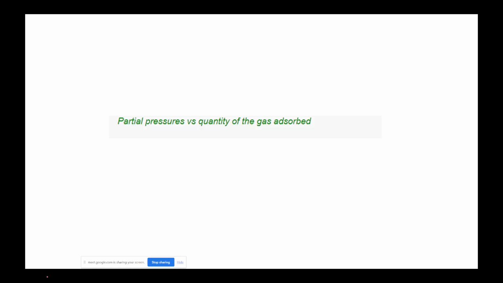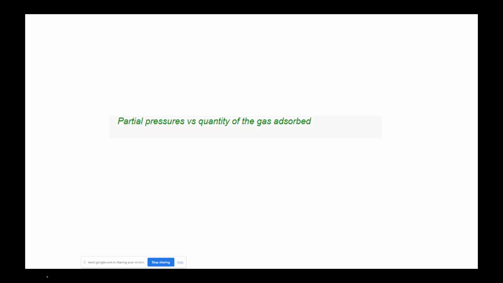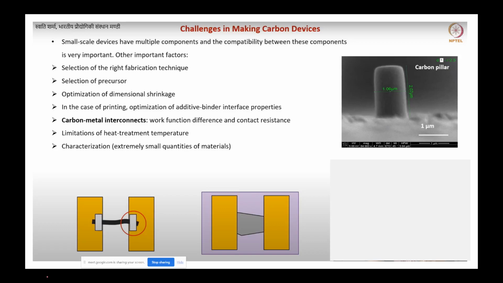So its answer is partial pressure. Whenever we do gas absorption isotherms, the value we plot is the partial pressure versus the quantity of the gas absorbed. So what are the challenges? Every device is not very common and very easy to make, so there are some challenges that also exist.